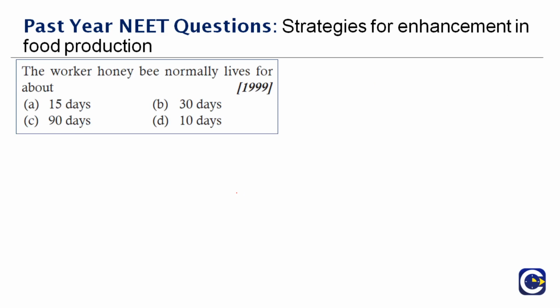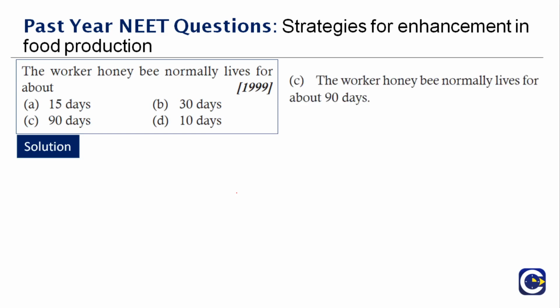The worker honeybee normally lives for about dash. So this is a direct question, not much explanation is required. The worker honeybee normally lives for about 90 days. Okay. So we all know worker bee, the queen bee, all that will be there. The worker bees will mostly be sterile. They will not be able to produce any offspring. So the right answer to this question is option C, 90.